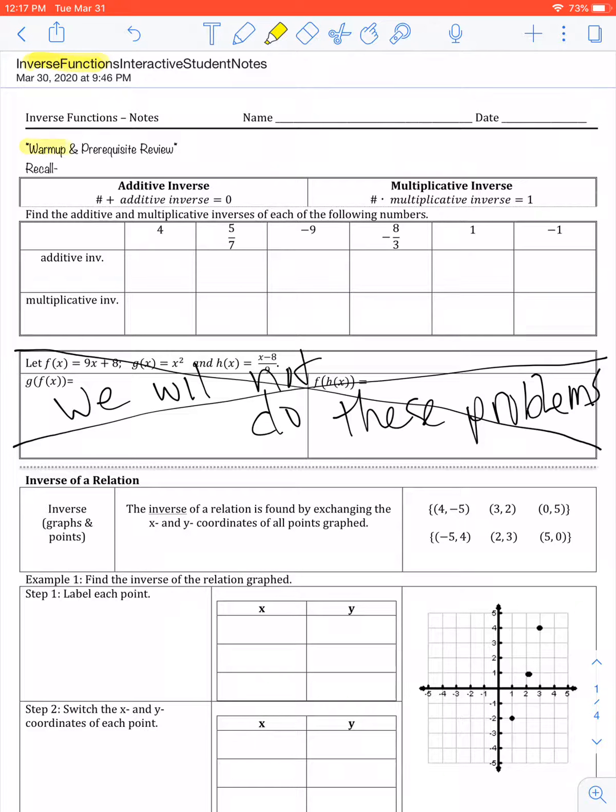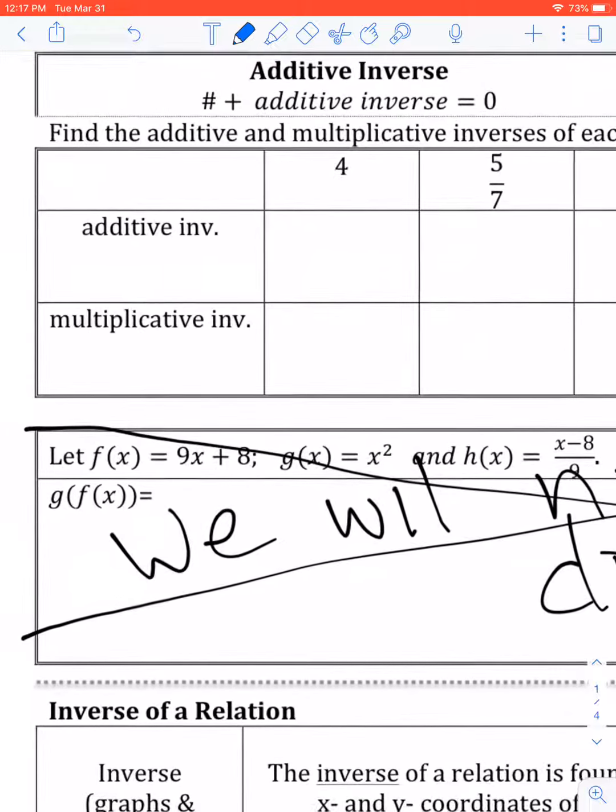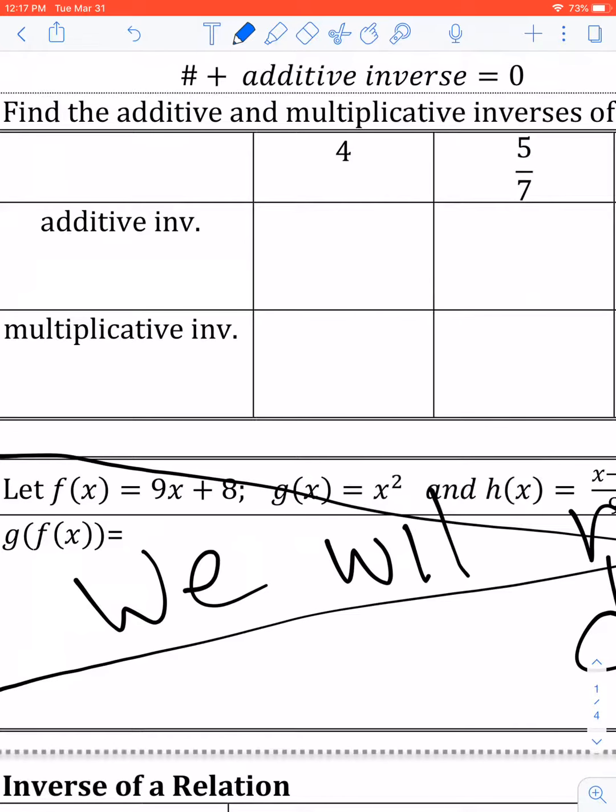Before we start, let's do some warm-up and some prerequisite review. You have been doing inverses since middle school.